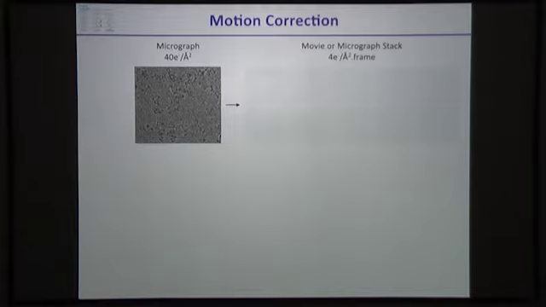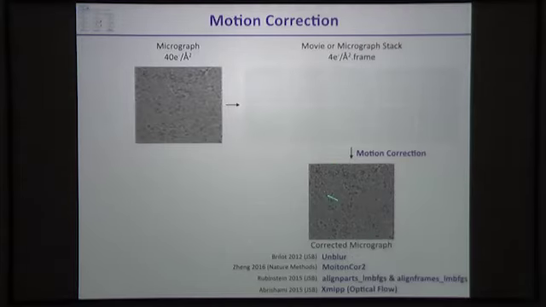And what this will produce is that the image will look a bit blurred because of this movement. But because we're collecting these movies, we can use the different frames and try to align them back together and improve the signal. And by doing that, we can recover some of the information.